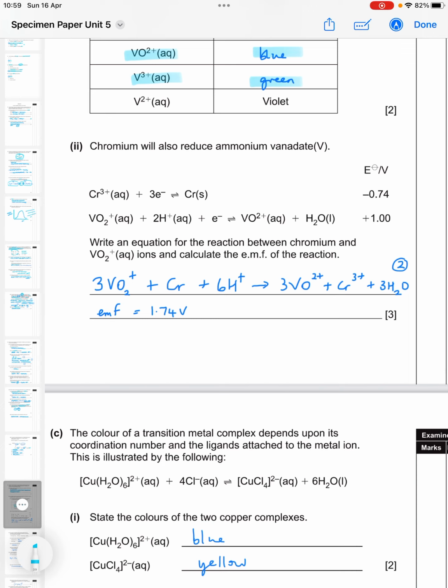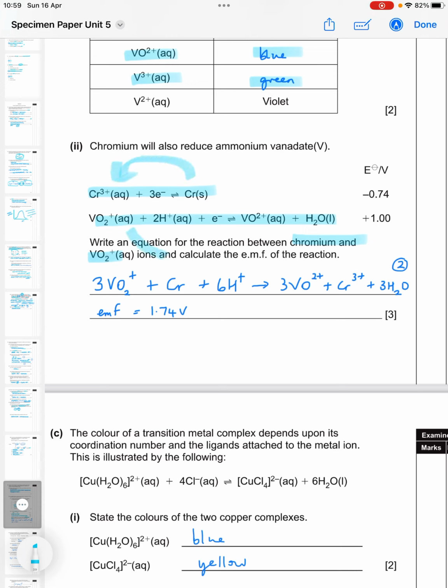Then chromium will also reduce ammonium vanadate. And we have here 2 equations. There's the chromium in the first one and then the vanadate in the second one. So write an equation for the reaction between chromium and the VO2+ ions and calculate the EMF of the reaction.